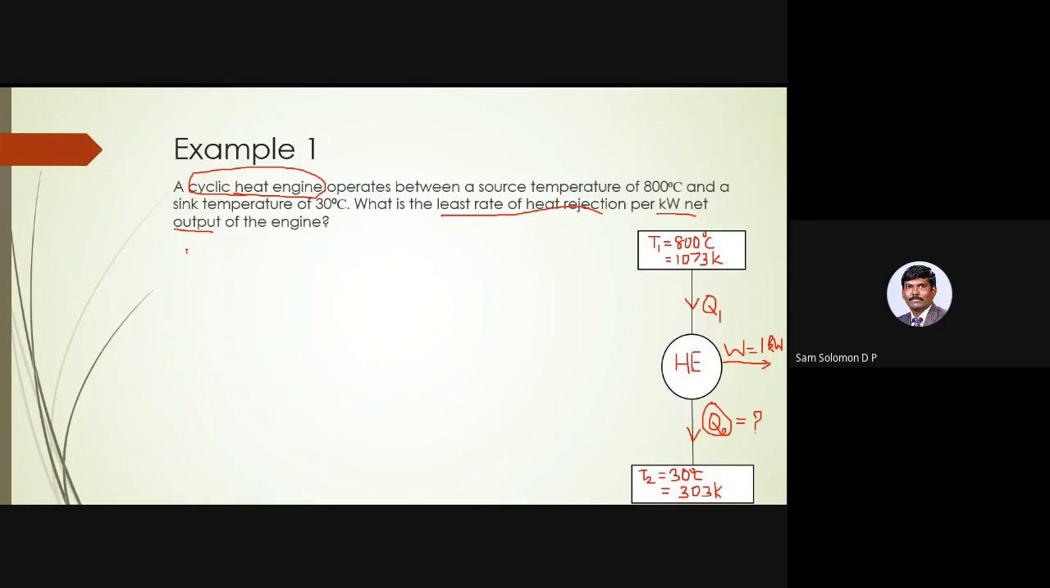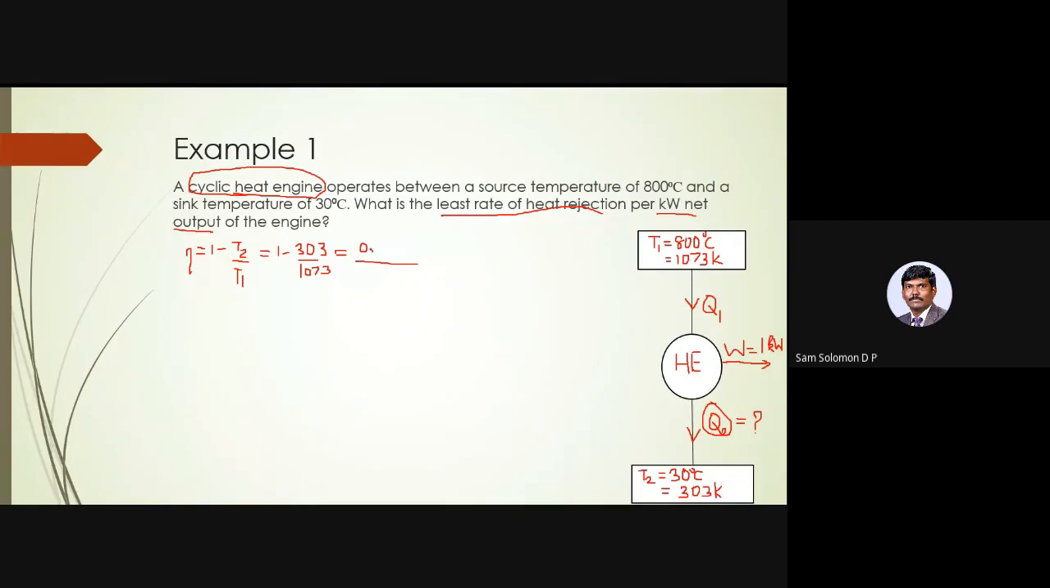Because it is a heat engine, I can write the formula efficiency is equal to 1 minus T2 by T1. So this is equal to 1 minus 303 divided by 1073. So this is your efficiency. You'll get something in decimal, 0 point something. That is your efficiency.